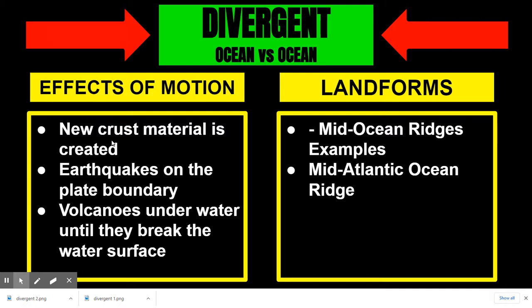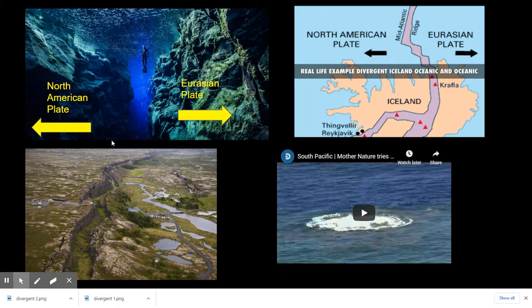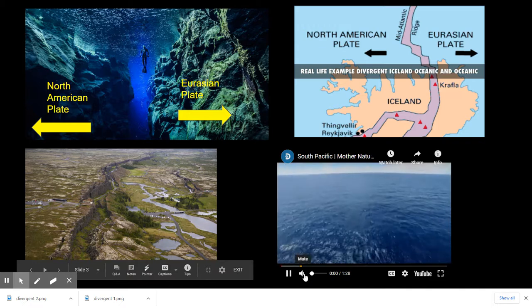The landforms, of course, basically is just the mid-Atlantic ridge or the mid-ocean ridges. There's more than just the mid-Atlantic ridge. That's just the most famous one and the one that the state of Texas says you need to be able to recognize. Okay, so here we have some pictures that I want to talk about a little bit.